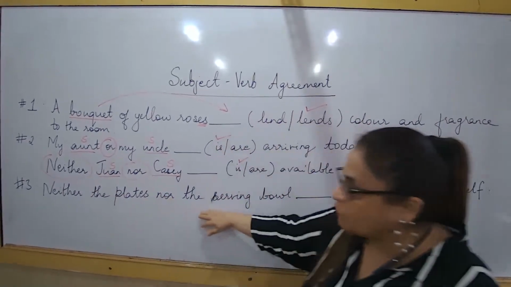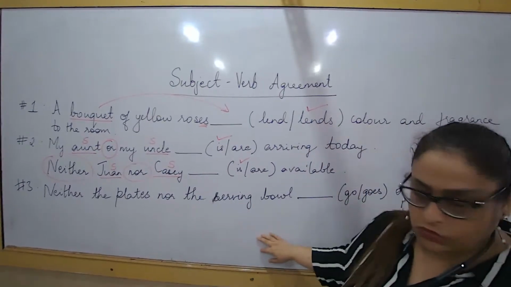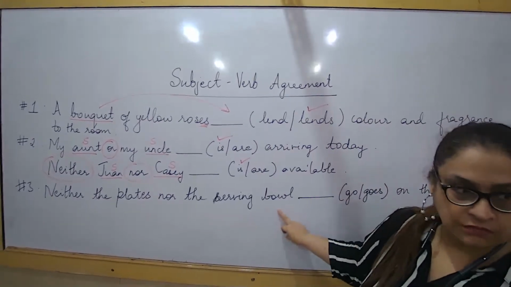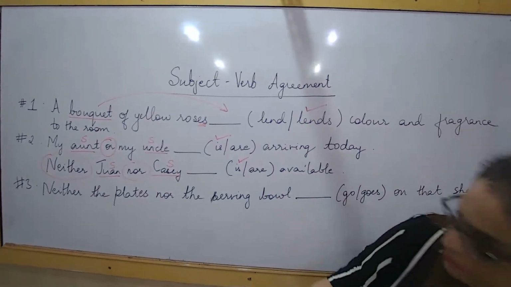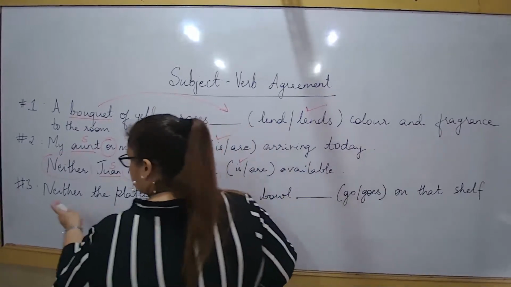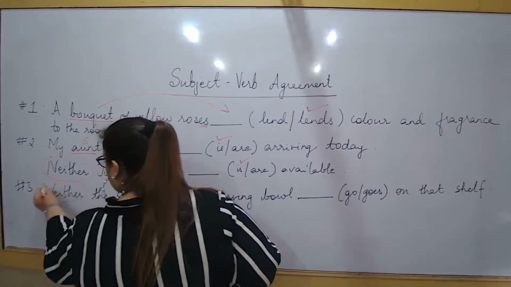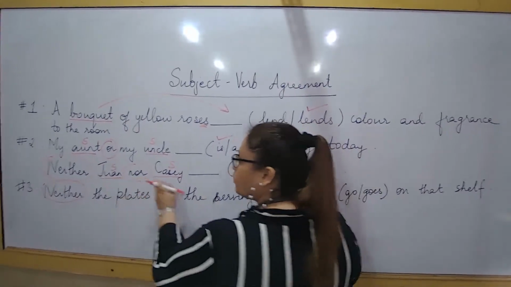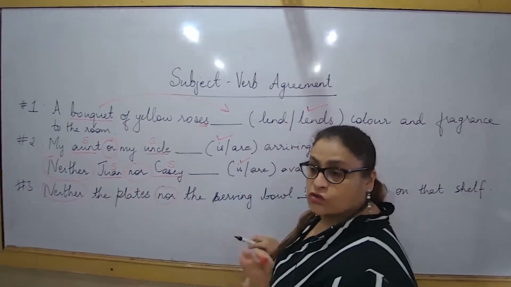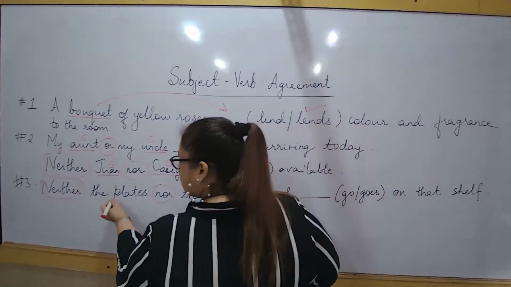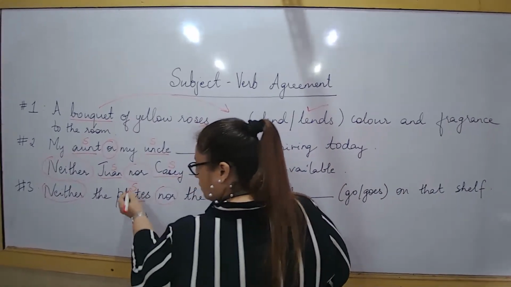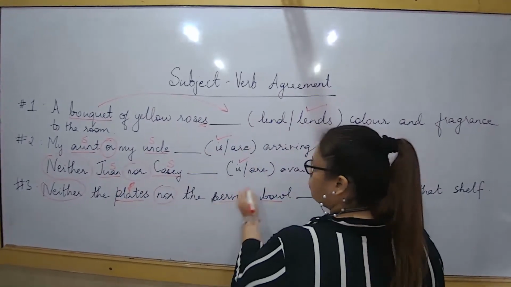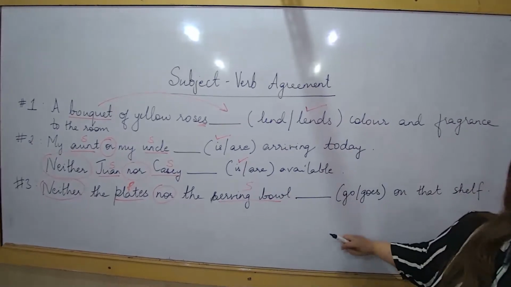Now in the second example in this rule 3, neither the plates nor the serving bowl. So here what have we done? Here also you have neither nor, just like the previous rule. But in the previous one, both were singular, so there was no confusion. Now plates is plural and serving bowl is singular. Then what should you do?